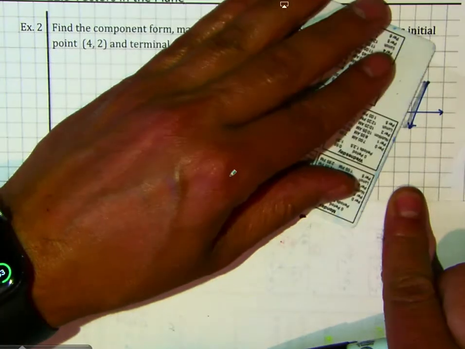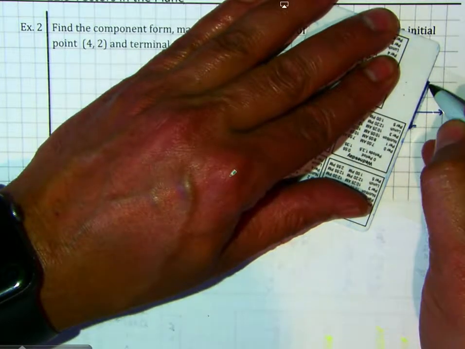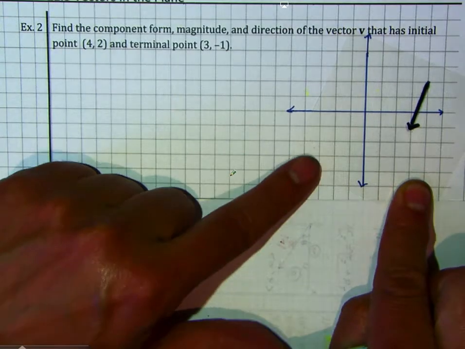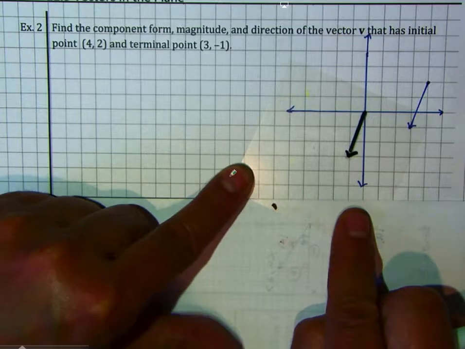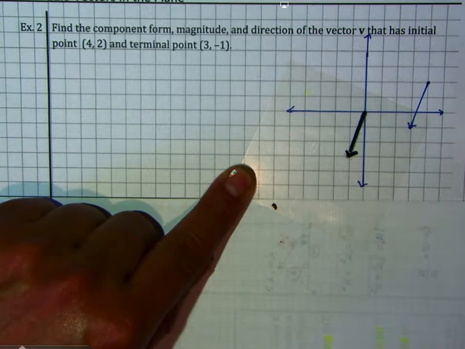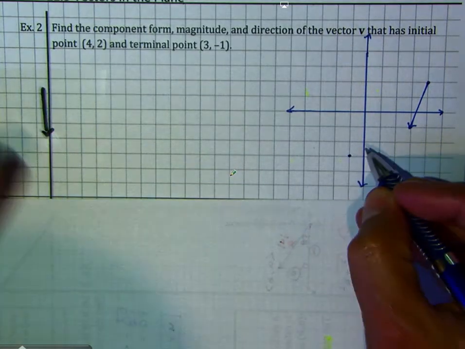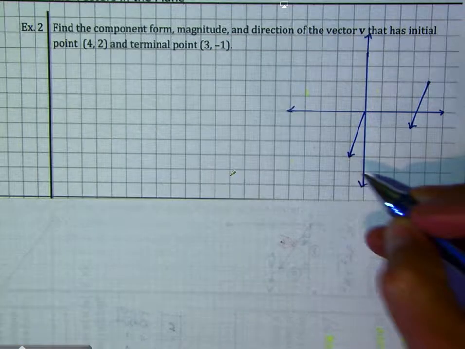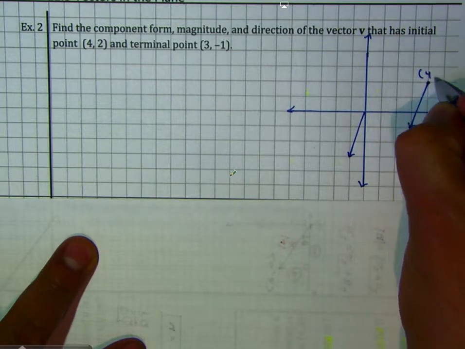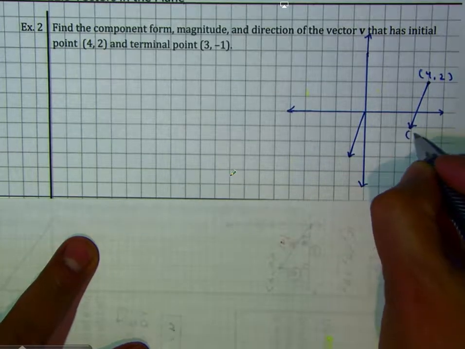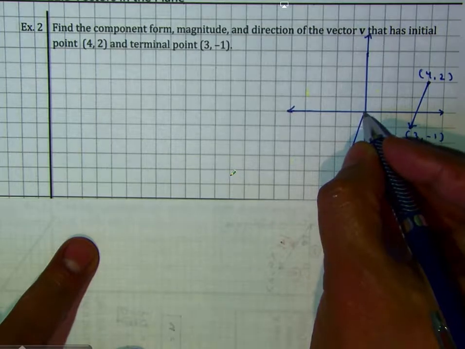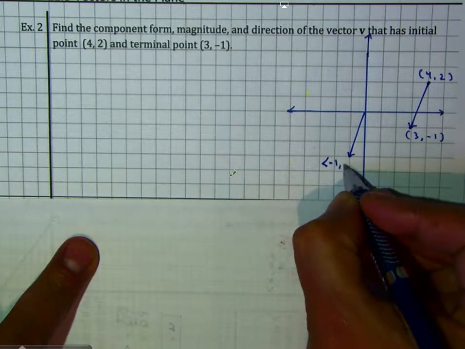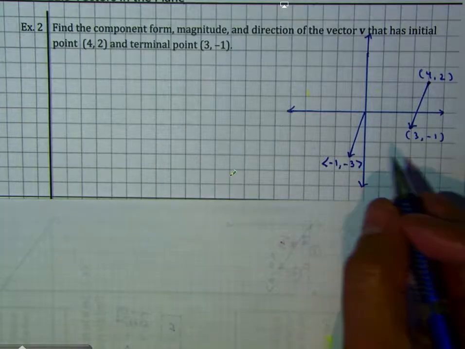So what I'm actually going to be doing, I'm going to take my vector and ground it over here. So that'll be my component vector. Now it will be over here. Before, your starting point was at 4, 2, and now it's at 0, 0. Before, your terminal point was 3, negative 1. Now it's at negative 1 and negative 3. And now we can write down negative 1 and negative 3, and that's our vector v.